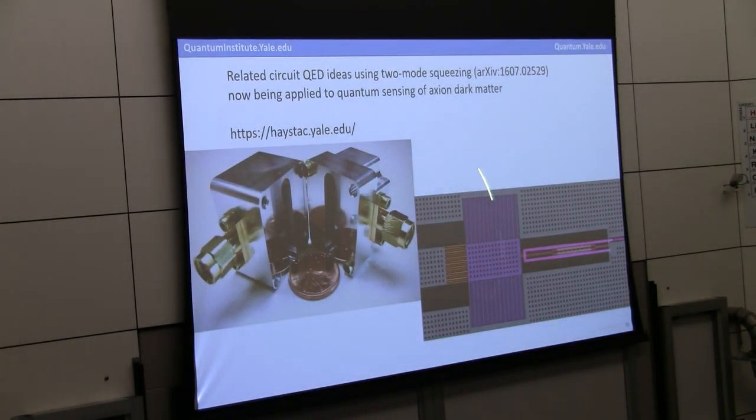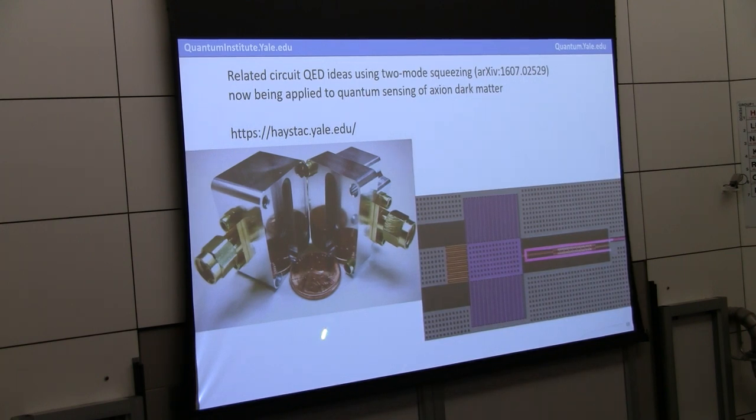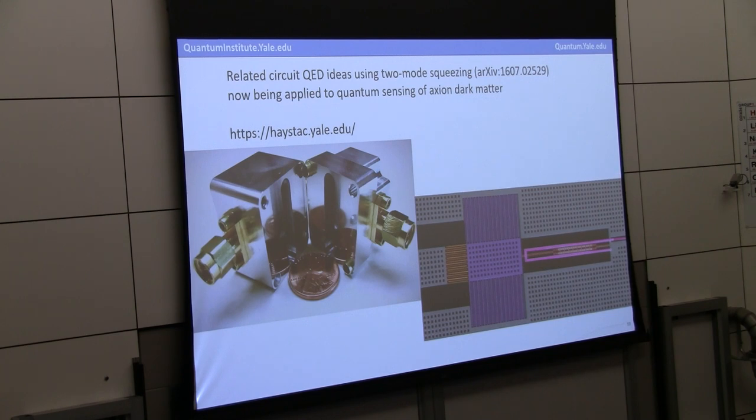And so there are experiments actually underway at Yale and other places, including thinking about these things. And this particular experiment is using not exactly the same idea, but related circuit QED ideas with two-mode squeezing to detect the axions without amplifying the vacuum noise, roughly speaking.